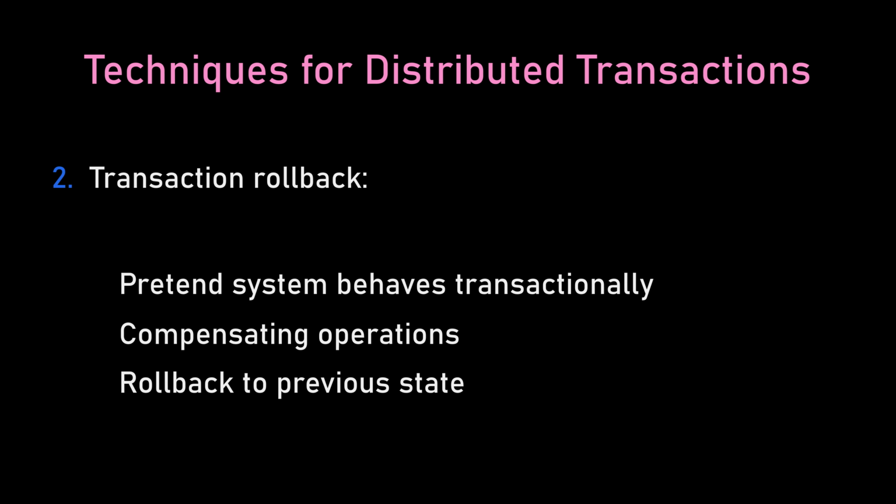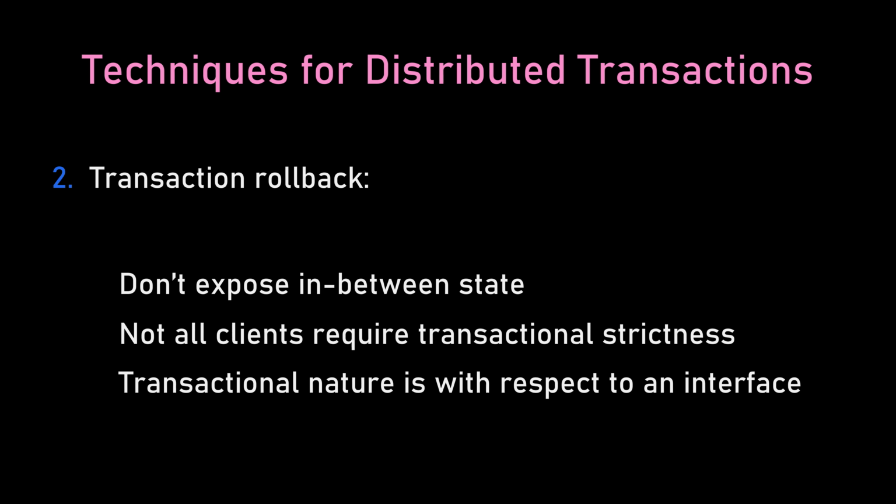The second solution is to pretend like the system behaves in a transactional manner even if it doesn't quite. If the system enters an undesired in-between state, we must generate compensating operations to be eventually applied. These operations are usually done with the intent to roll back the system to a previous state. In the meantime, we must be careful not to expose the in-between state to any service that expects otherwise. However, not all integrations may require this level of transactional strictness, which can make the strategy that bit more enticing.